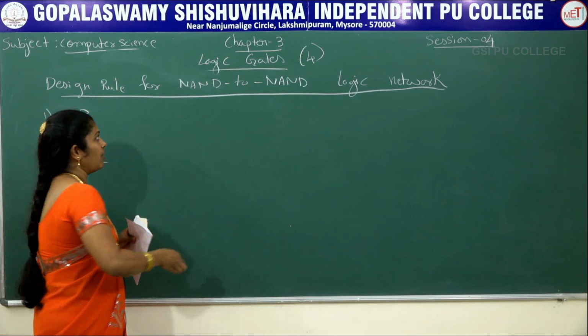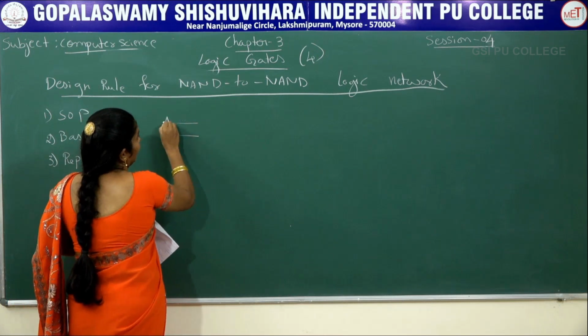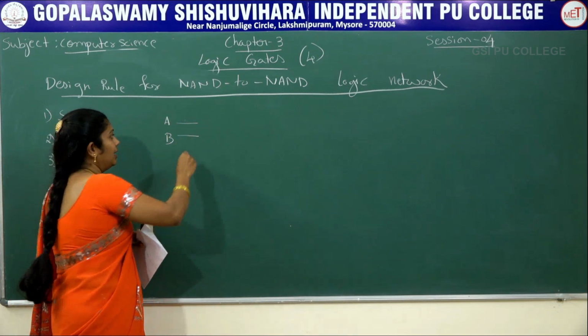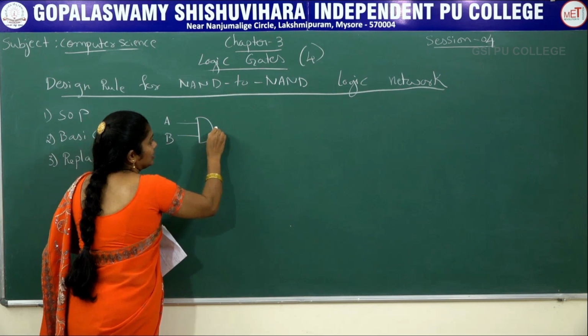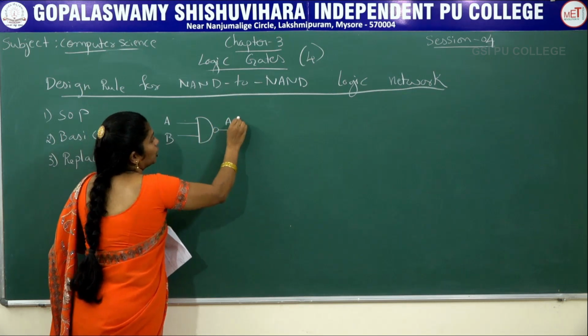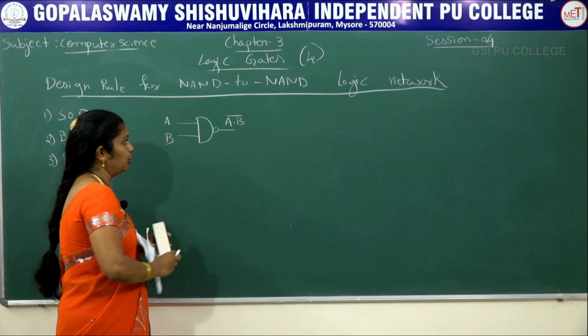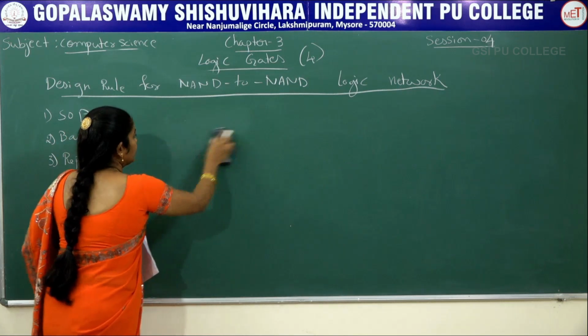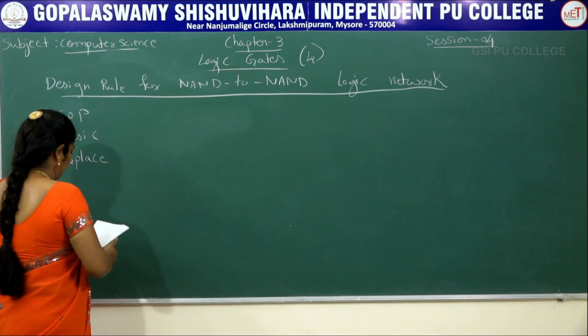Which is the NAND symbol we are using? The D shape, where we write A and B, then at the end a circle. What is the output? A dot B whole bar. This is the output we get. Now I am going to explain with an example.